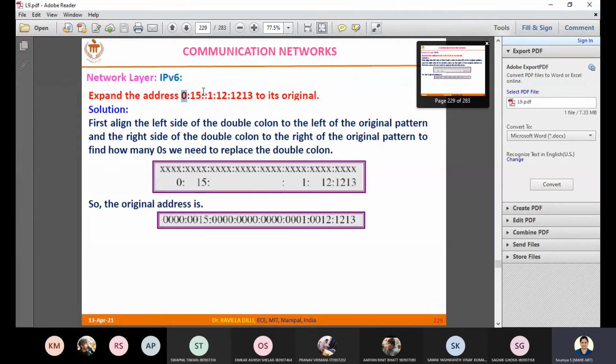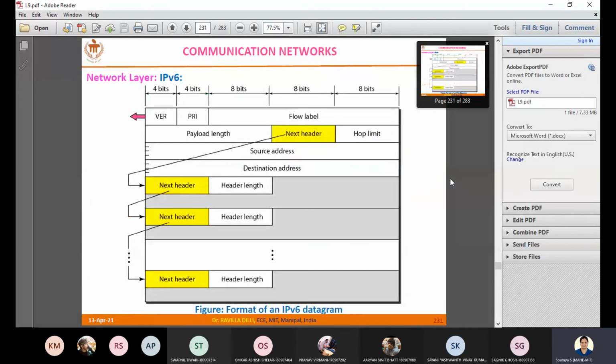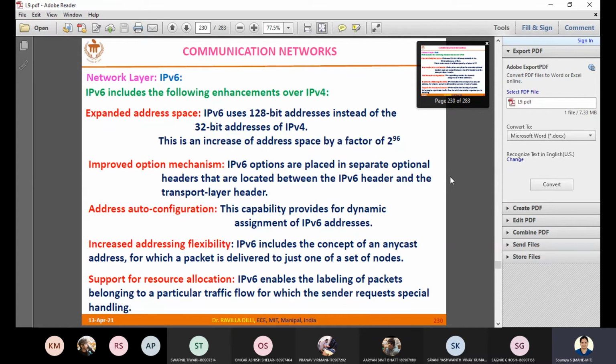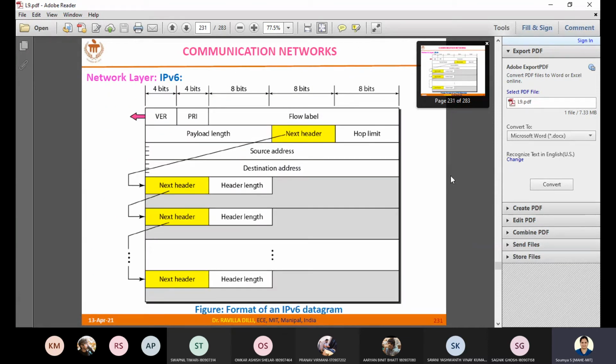Followed by, there is a colon, gap and a colon, which means that there have been some missing zeros. So it will be 3 components. So 0000, 0000, 0000. Then the next is 1. 1 should be expanded as 0001. 12 may be expanded as 0012. Again 12 is expanded as, sorry, it is 1213. Yes, that would be the original address. Okay. This is the header of the IPv6.